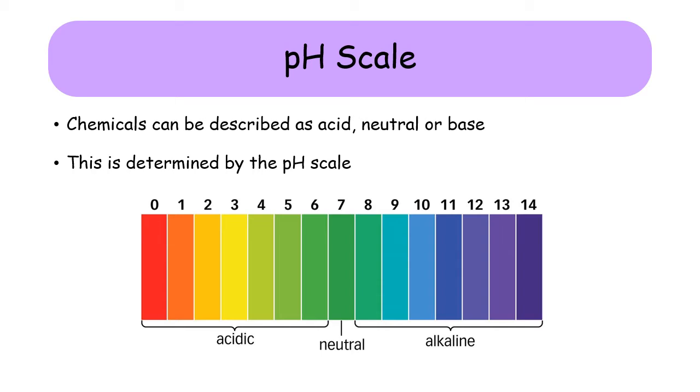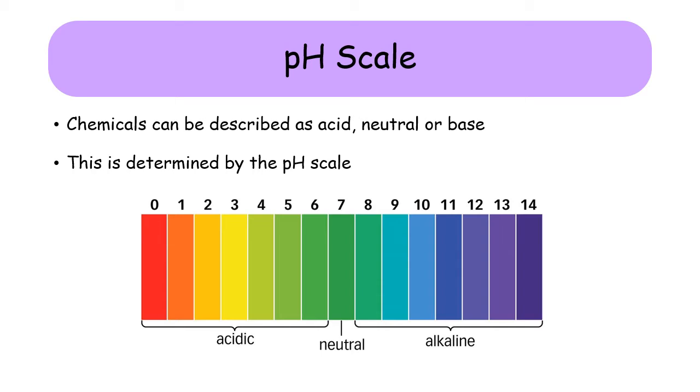Now these colours on this scale come from something called universal indicator, which is a dye or an indicator that you can add to a chemical, and if it changes colour, depending on the colour, you can read off the number from the pH scale. But we need to know that the colours red, orange and yellow are the ones for acids. The colour green is for neutral, and colours blue and purple are for alkalis.